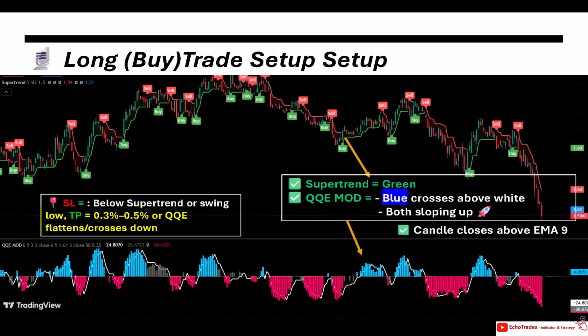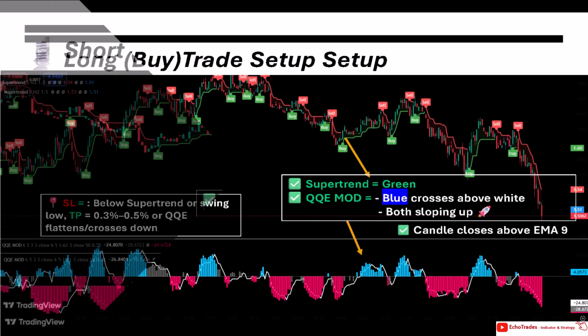The second, more dynamic way is using the QQE MOD again. You'd exit when the QQE lines flatten out, that signals momentum is fading. Or, even more definitively, when the blue line crosses back below the white line, that's a clear sign the upward push is over. Time to lock in profits. Okay, that gives you options depending on the situation.